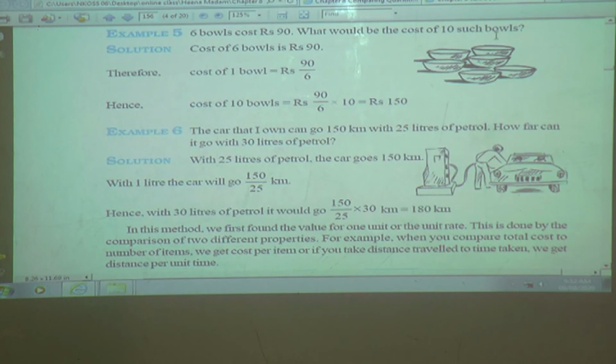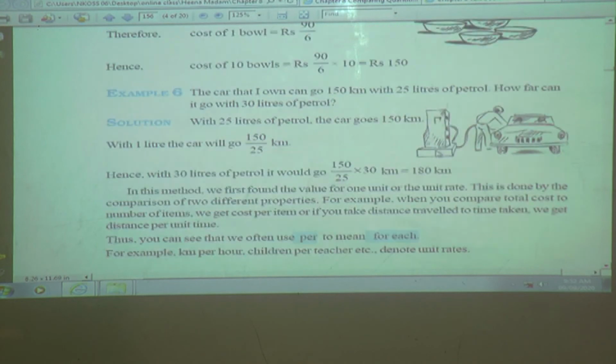When you go to the market, people sell bowls and cups in a dozen or half a dozen. That is, 6 bowls cost 90 rupees, but we require 10. So what should be paid to the shopkeeper? That you have to calculate. So we are using the unitary method to calculate, and by doing the steps for the calculations, we get rupees 150. Now one more example is given.